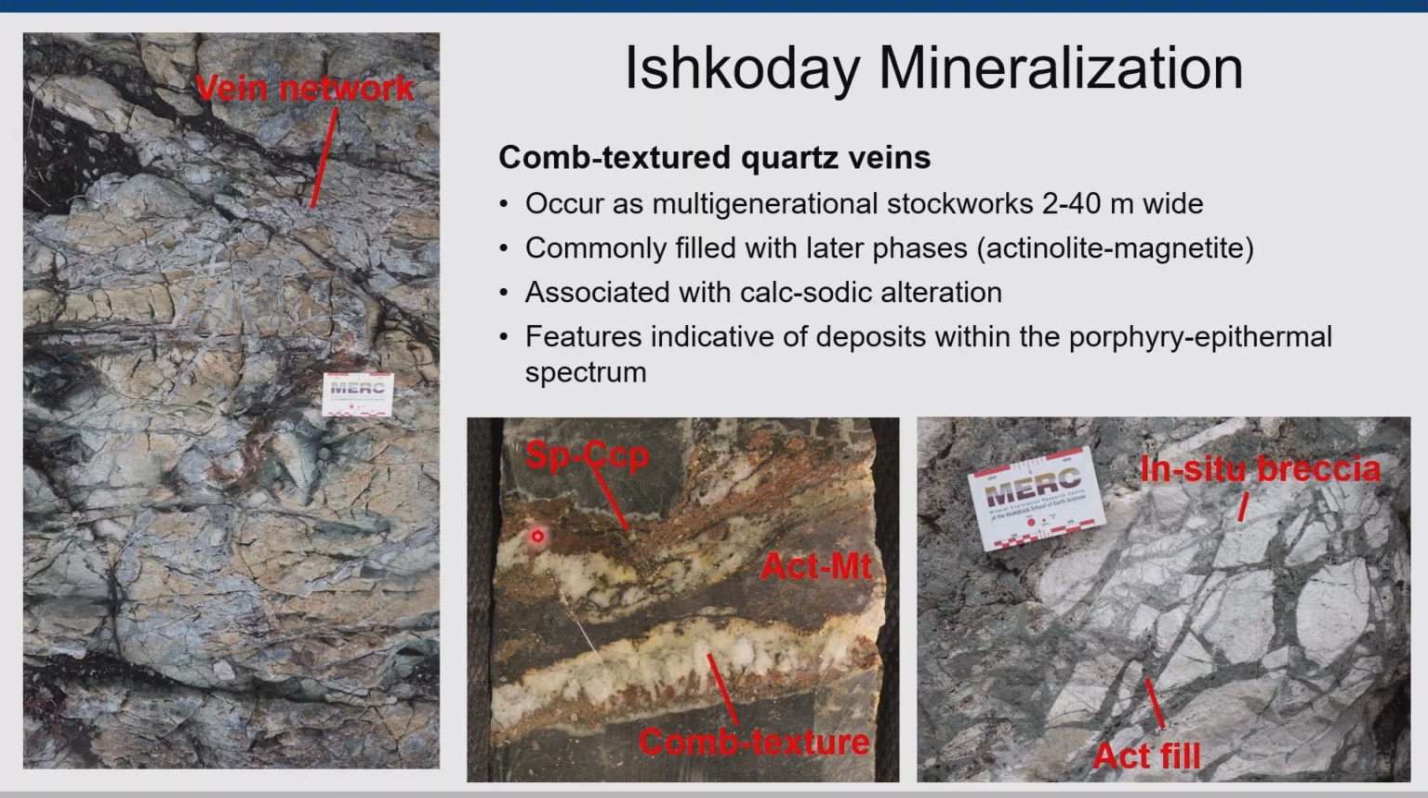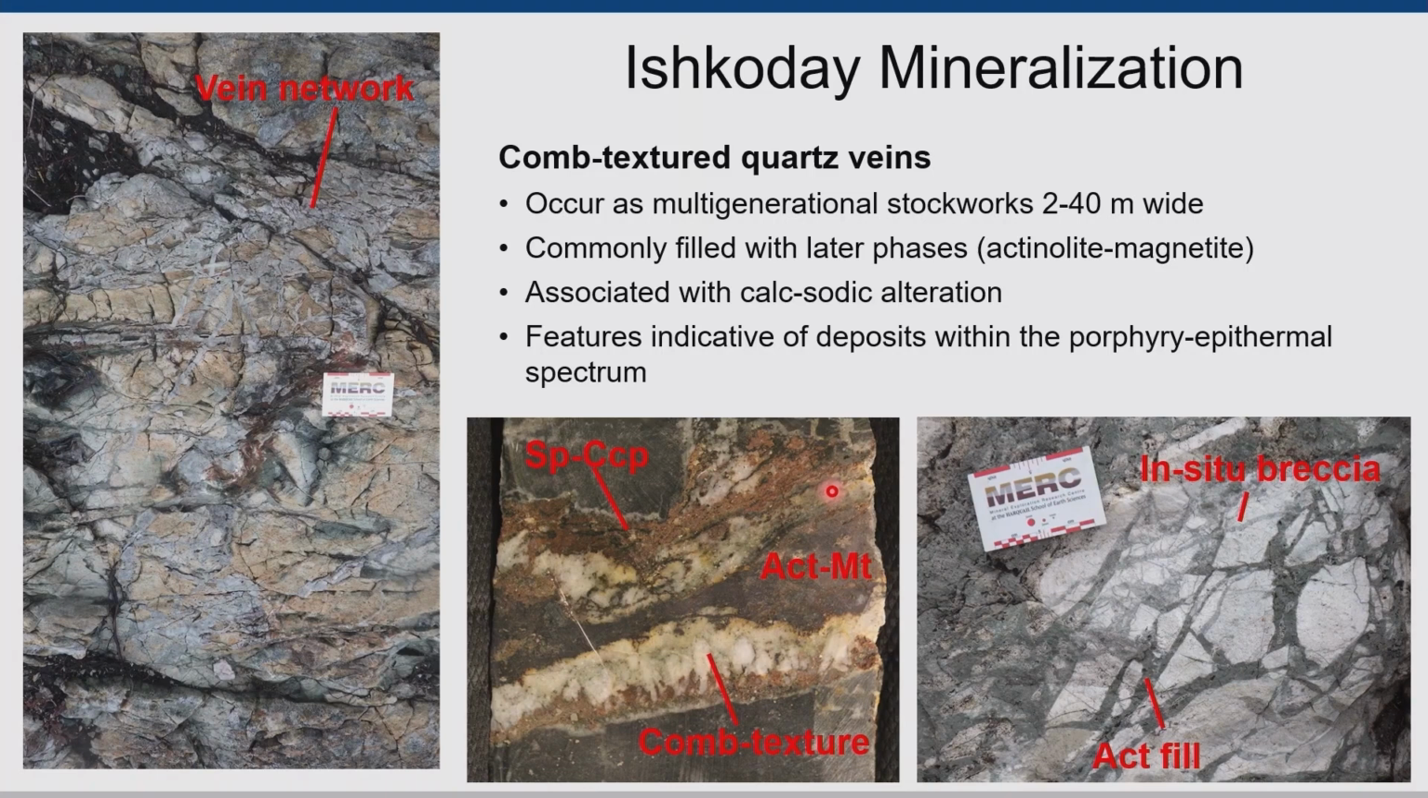But even more strange, when we look at the alteration, what we see is actinolite, magnetite, titanite, all kinds of weird phases in there. And that's really calc-sodic alteration. That's not typical of an epithermal system. It's actually the kind of thing you would find at the base and flank of a porphyry deposit. You can sometimes find them associated with IOCG deposits.